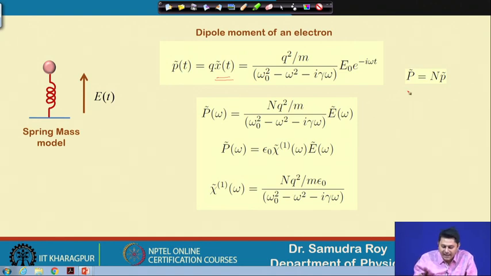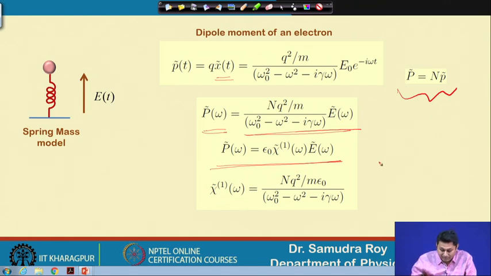After that, I have the total polarization, which is the dipole moment per unit volume. Here n is the number of dipoles per unit volume. Once we have that, the next thing is to write these things in terms of n. So my small p now becomes big P, which is a function of omega, and I multiply both sides with n, and I get this expression. Again, P and E are related by this expression. We know that the polarization is related to the electric field in the frequency domain.